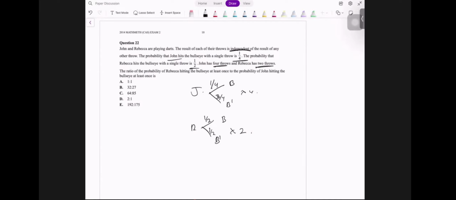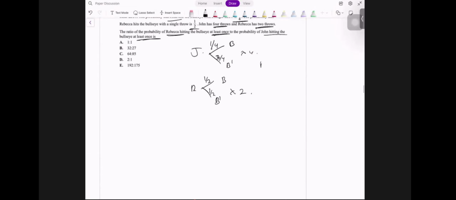So I'm looking for the ratio of the probability of Rebecca getting at least 1 bullseye to John hitting the bullseye at least 1. We know at least 1: the probability of X being more than or equal to 1 is the same as 1 minus the probability of getting none at all. And you can apply that to both situations here.